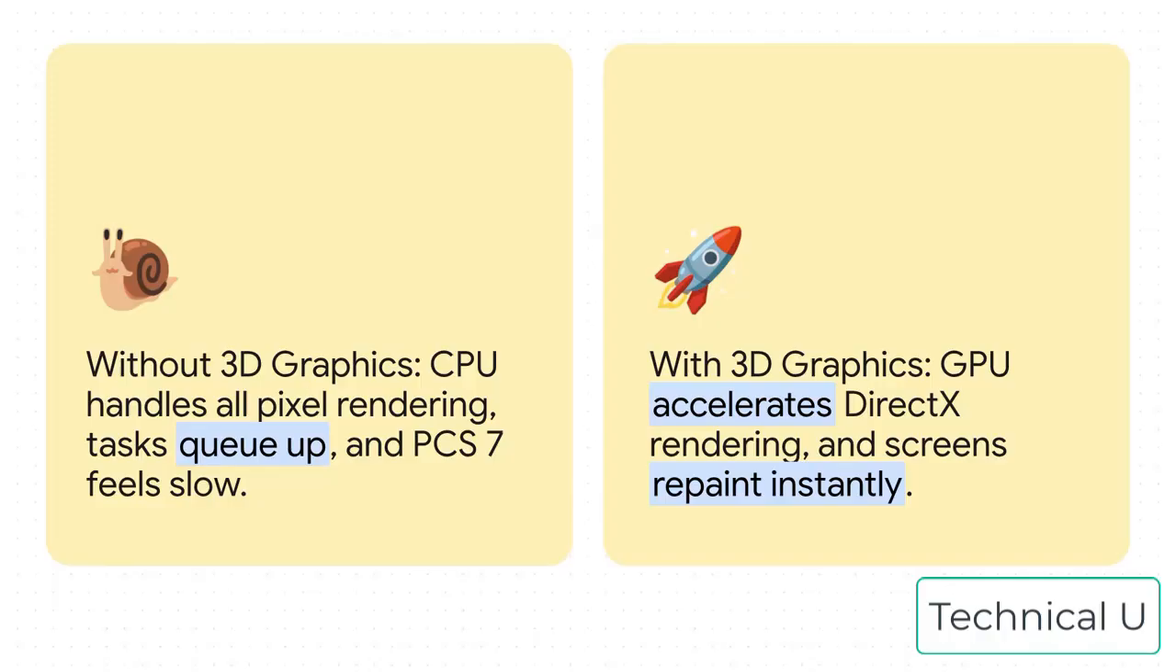And this just lays it out perfectly. On the left, without 3D graphics, your server's powerful CPU is stuck in the mud, forced to paint every pixel one after another. Everything gets stuck in a line, and that's the lag you're feeling. But look at the right side. When you enable it, the virtual GPU just takes over. It uses direct acceleration, it processes tag refreshes in parallel, and your screens repaint almost instantly. The bottleneck? It's just gone.